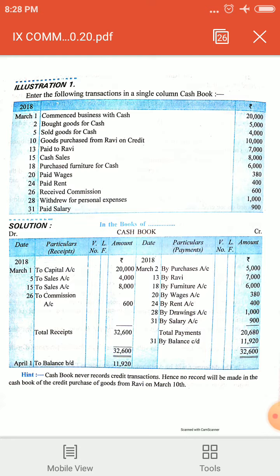Then we will balance it and we will get the cash balance at the end of the month, or whatever period for which we are making it. So this is an illustration of single column cash book.